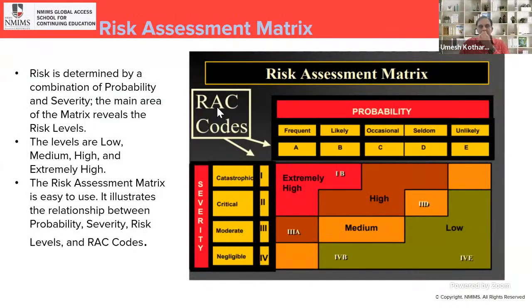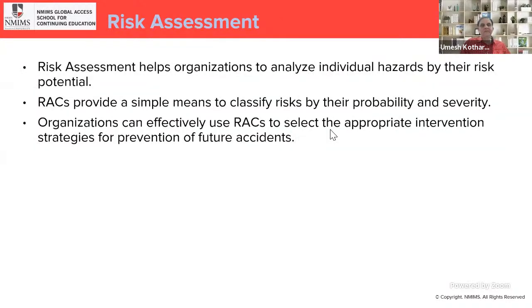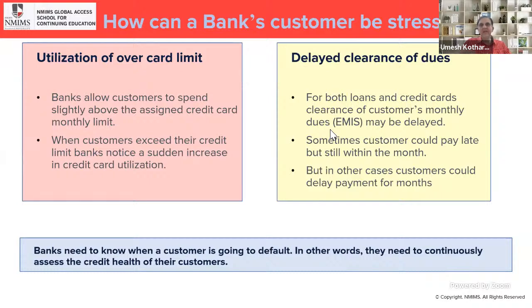So that was our risk assessment framework or the risk assessment matrix, which is important that we look into. And now, how can a bank's customer be stressed? You know, you do a stress testing, and how can a bank's customer be stressed? Two ways of looking at that. One is, if the customer has overutilized their credit card limit. So if their limit is say $100, but they've taken an overdraft on their limit once, okay, twice, okay, multiple times, then that goes for a cause of a red alert at least.